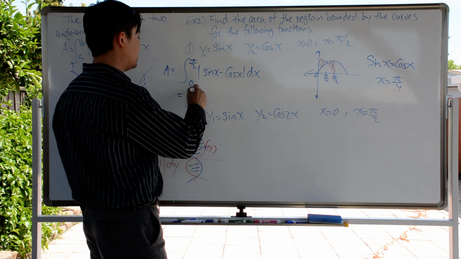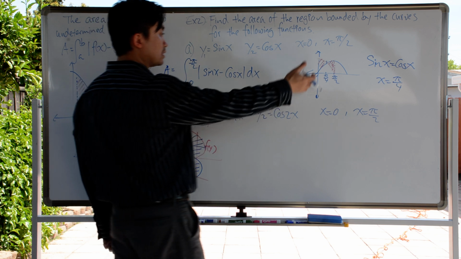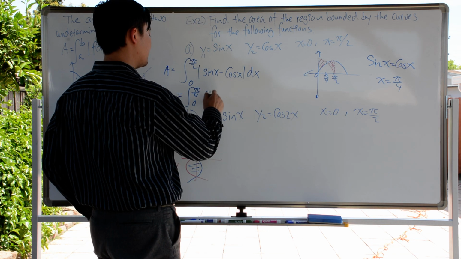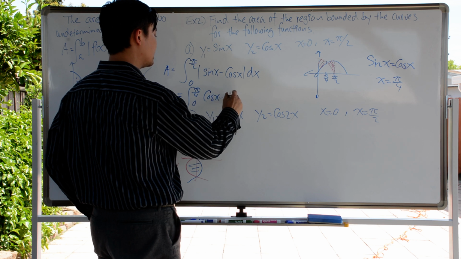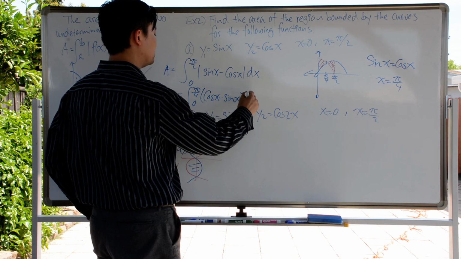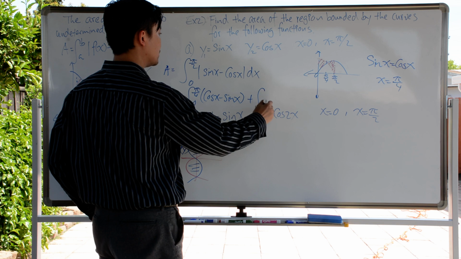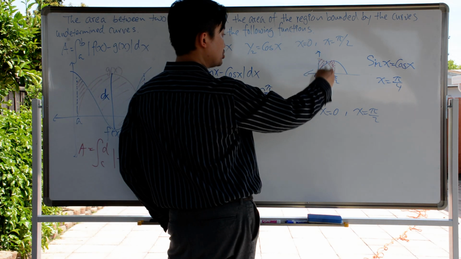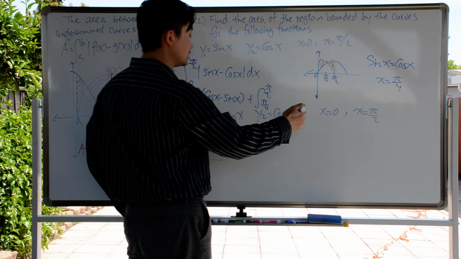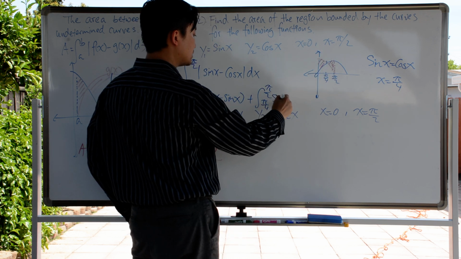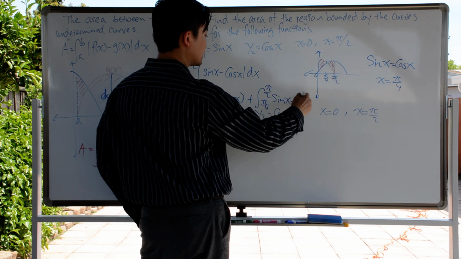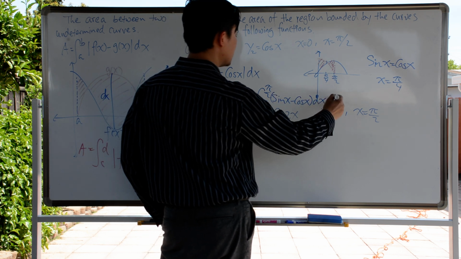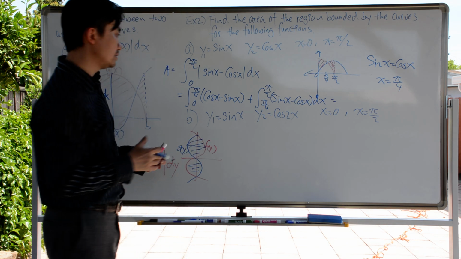So from 0 to pi over 4, the upper curve would be cosine of x. So cosine of x minus sine of x. And then plus pi over 4 to pi over 2. For this region right here, sine of x will be considered the upper curve. So sine of x minus cosine of x, times dx.